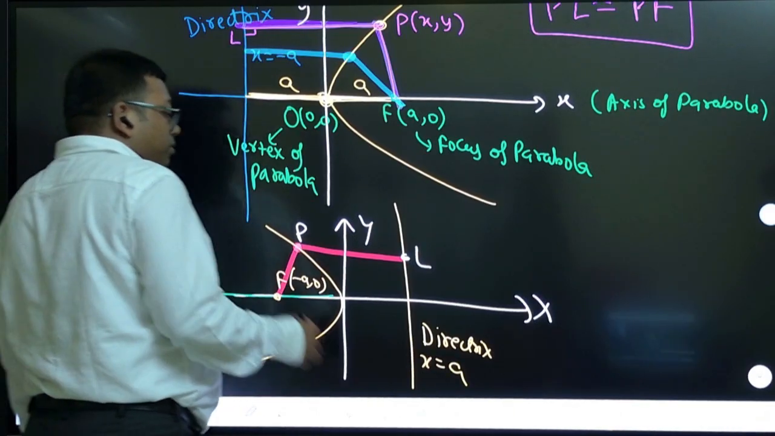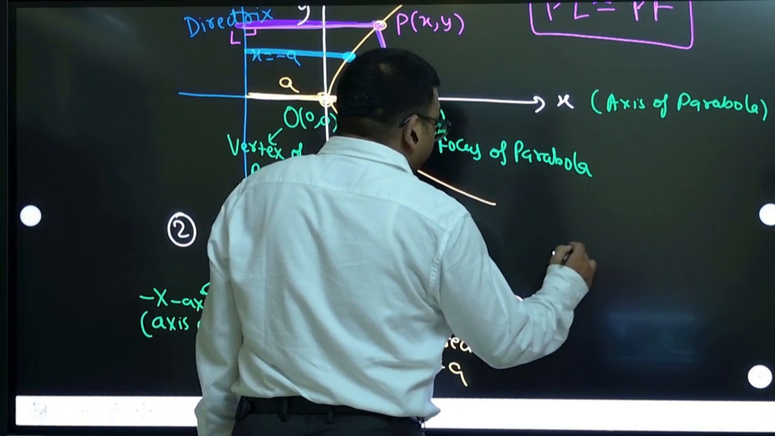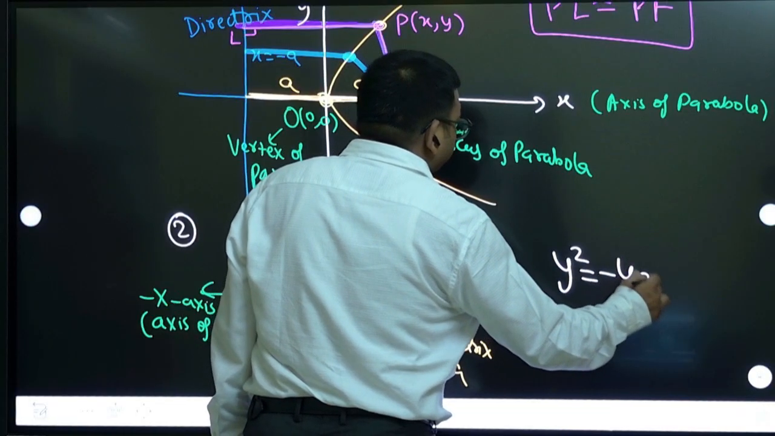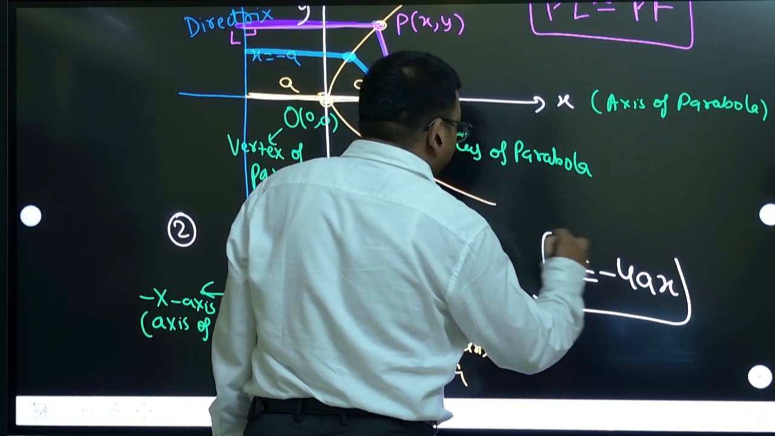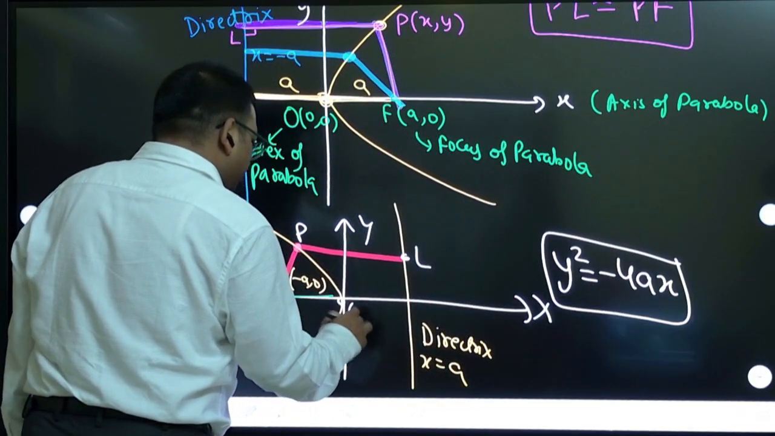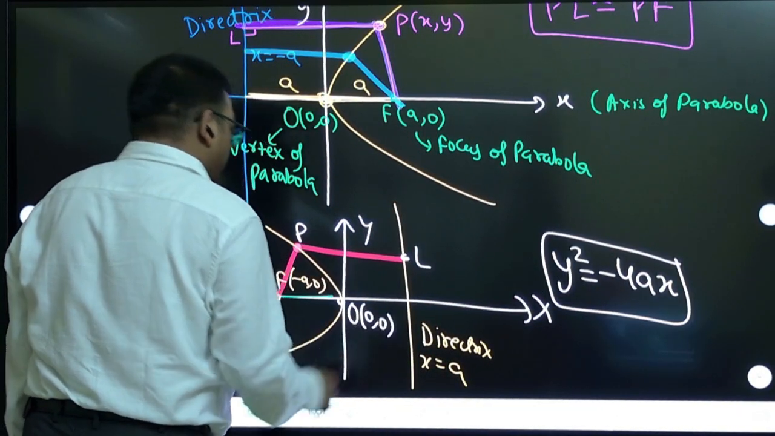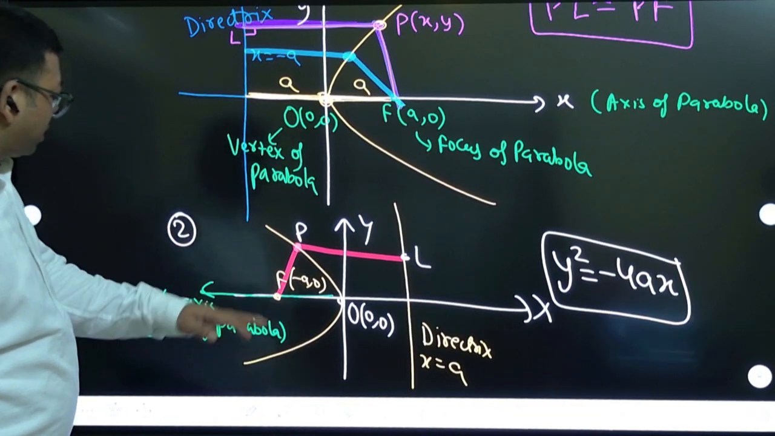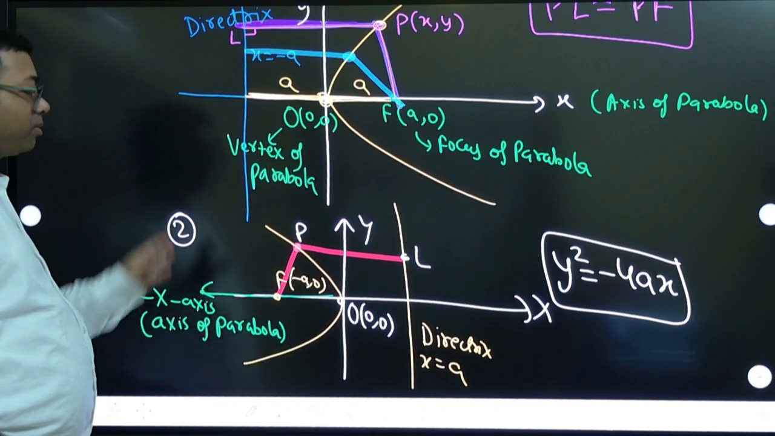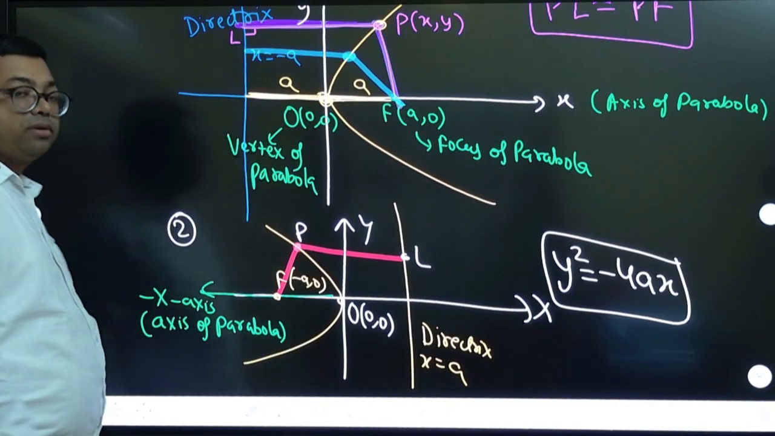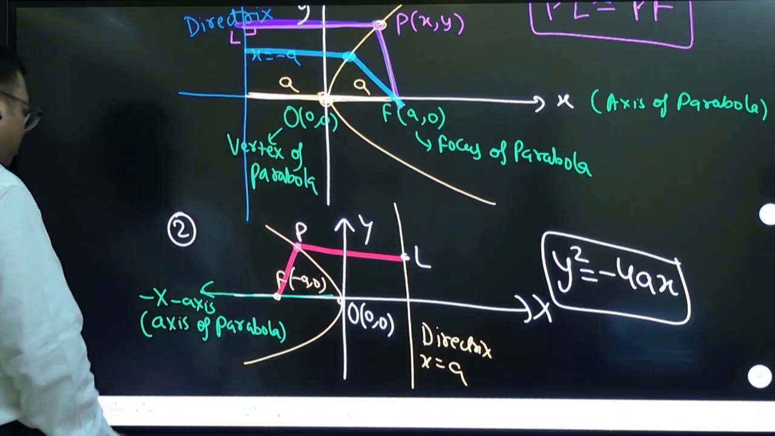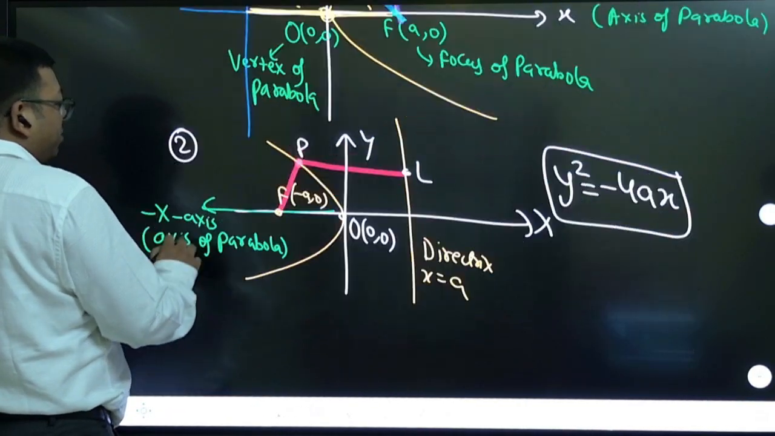So what is the equation of this parabola? This parabola equation is y square is equal to minus 4ax. These are standard parabolas. Again here origin is the vertex of this parabola. Origin is the vertex, negative x-axis is the axis of the parabola. The parabola is bending in this way. Right? What are the other two forms of this parabola?